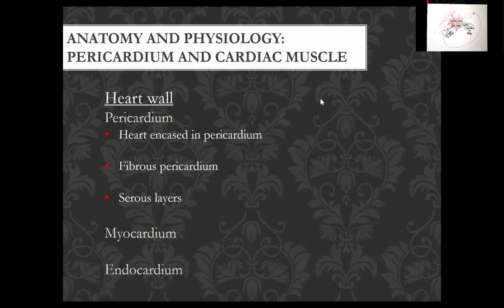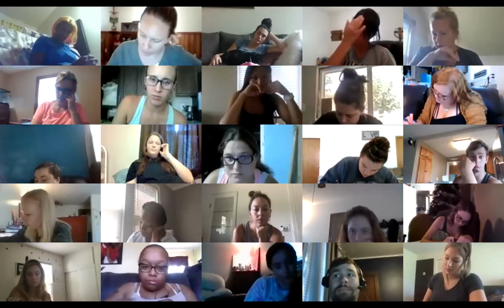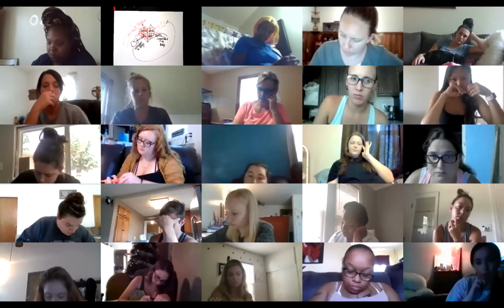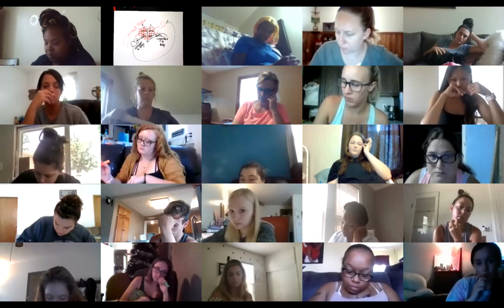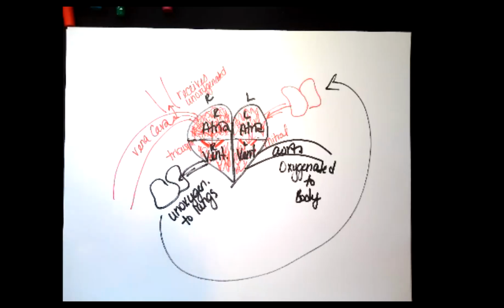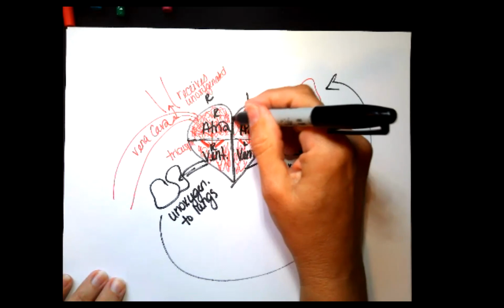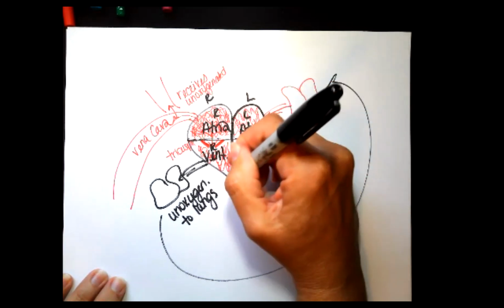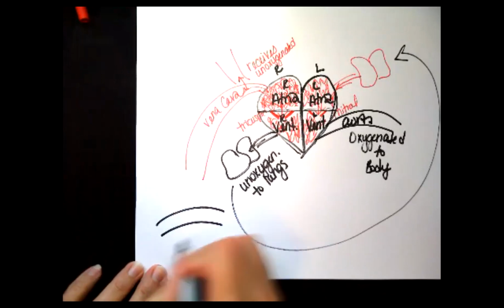So we need to learn too about the heart wall a little bit. So there's 3 layers to the heart, and I want to show you that. Make sure we're still spotlighted. So this whole entire outer wall of the heart has 3 layers to it.